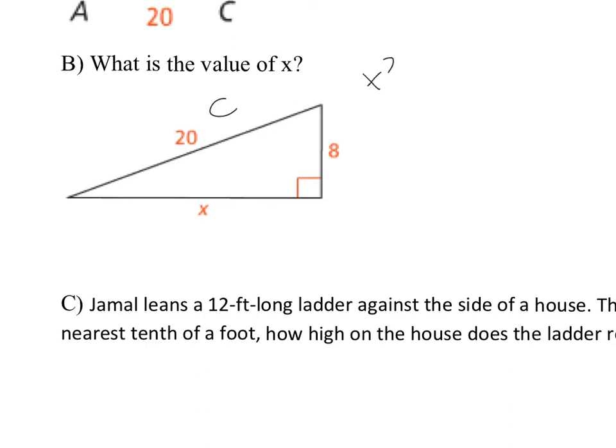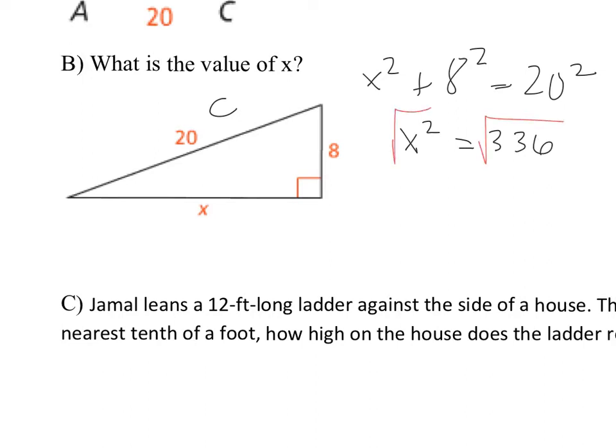My equation would be x squared plus 8 squared is equal to 20 squared. The first thing I would do is 20 squared minus 8 squared, and then I would get x squared equal to 336. You have to take the square root of that to get my answer. Typically you have two answers, but in real world situations, we're not going to have two answers.